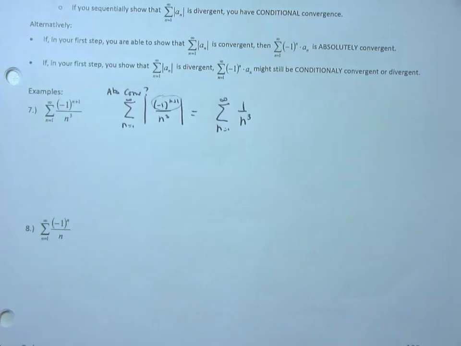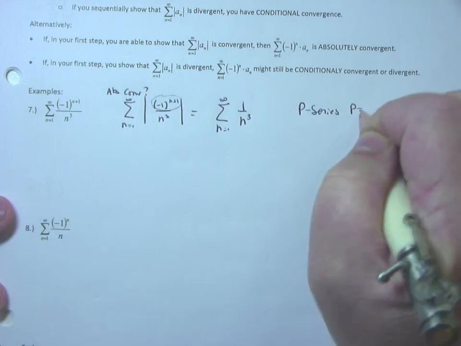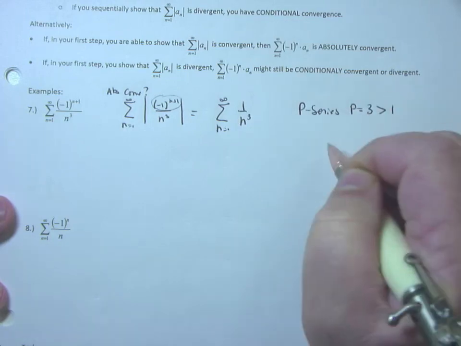Now, either use a test, or if you happen to know this is a named series, give me the name and tell me all about it. But now analyze this guy. What is this sum as n goes from 1 to infinity of 1 over n cubed? It's a p-series. Tell me about it. p equals what? 3, which is bigger than 1, which means it does what?